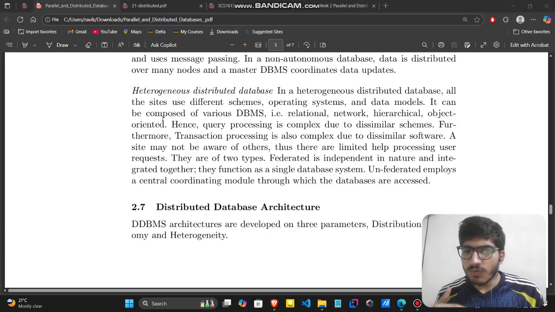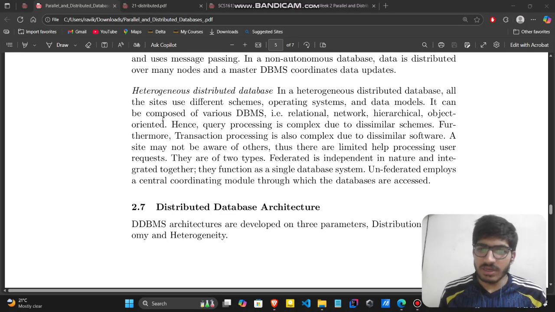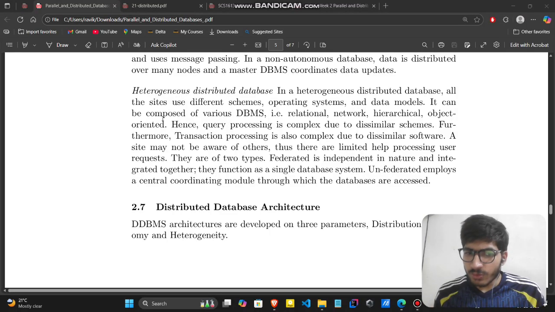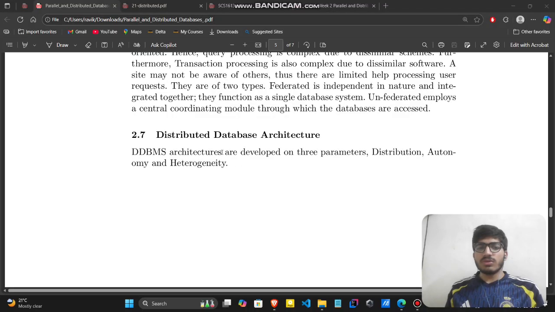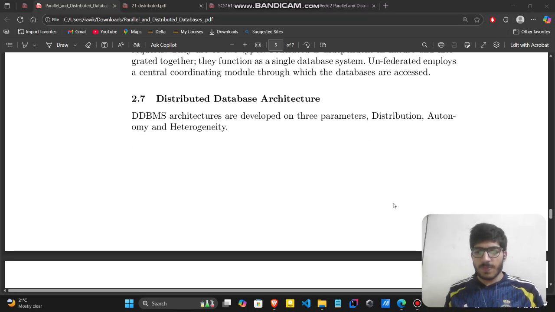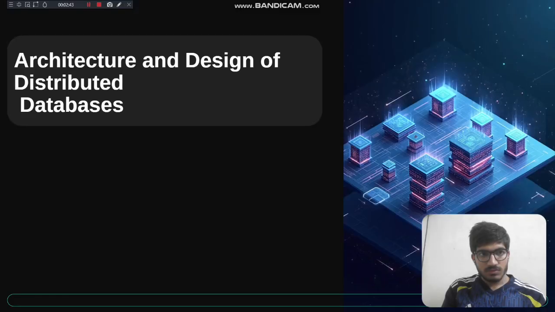They are of two types. Federated is independent in nature and integrated together. They function as a single database system. Unfederated employs a central coordinating module through which the databases are accessed. Now, distributed database architecture. Now let's see the architecture of distributed databases.